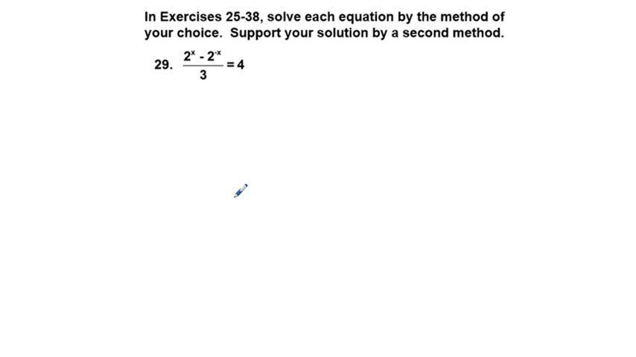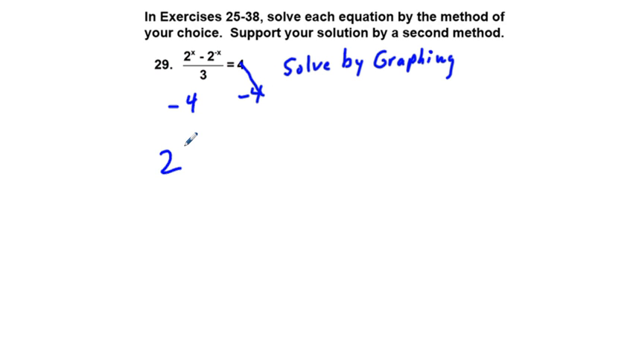Next problem, 29. We have 2 to the power of x minus 2 to the power of negative x, over 3, equals 4. For this one, we're going to solve by graphing. When you solve by graphing, at least the way I like to do it, there are different ways, you set one side of the equation equal to 0. If I subtract 4 from each side, on the right side we have 0, and on the left side we have 2 to the power of x minus 2 to the power of negative x over 3 minus 4 equals 0.